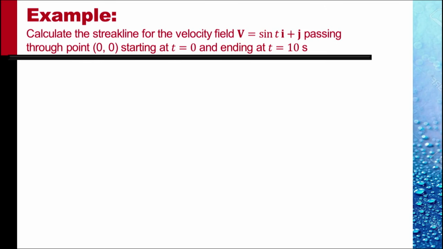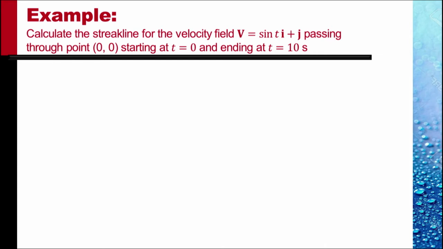Let's here do an example. Calculate the streak lines for the velocity field V equal to sin t i plus j passing through the point 0, 0, starting at time t equal to 0 and ending at time t equal to 10 seconds.